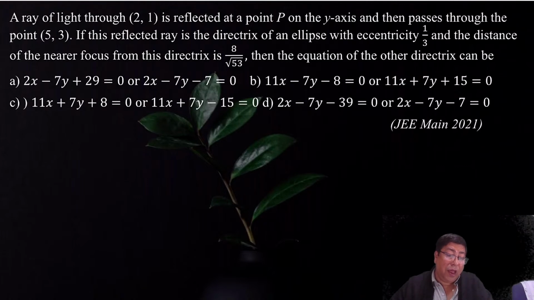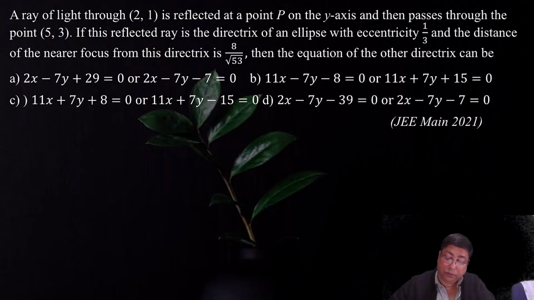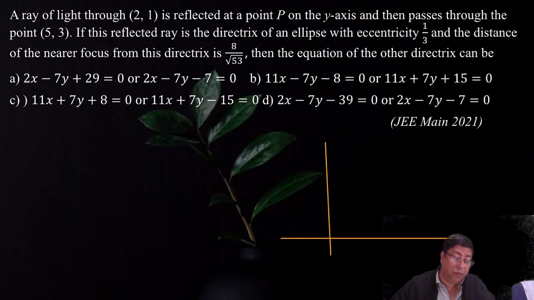It means a ray of light passing through the point 2, 1 is reflected at the point P and then passes through the point 5, 3, and if the reflected ray is the directrix of the ellipse, then the equation of the other directrix is what? Then everybody, what you have to do, you have to get the equation of the reflected ray. That is the most important. So let us draw one rough diagram.